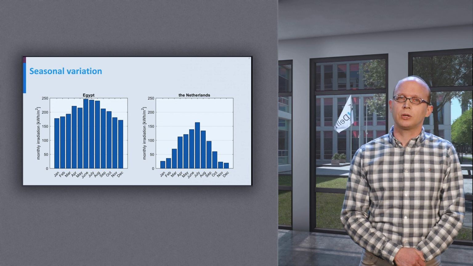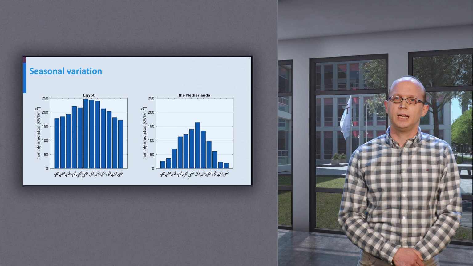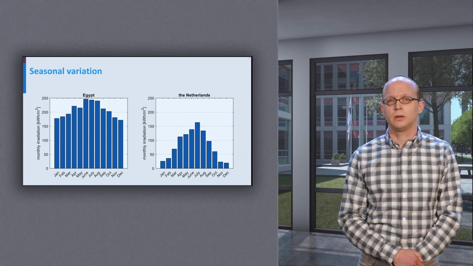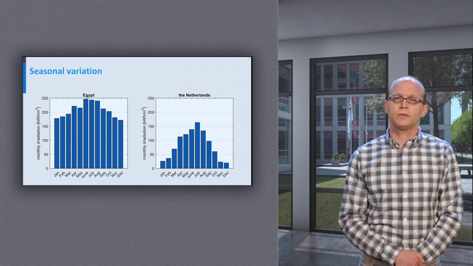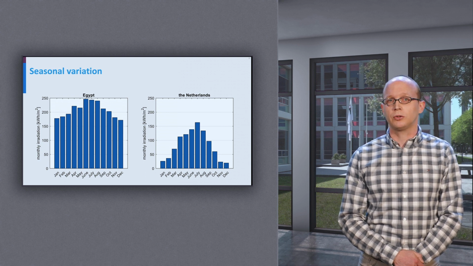This is very different for a country like Netherlands, shown on the right, where the monthly irradiation in December is 80% lower than in June. This demonstrates the importance of taking the seasonal variations into account, especially for locations further away from the equator.